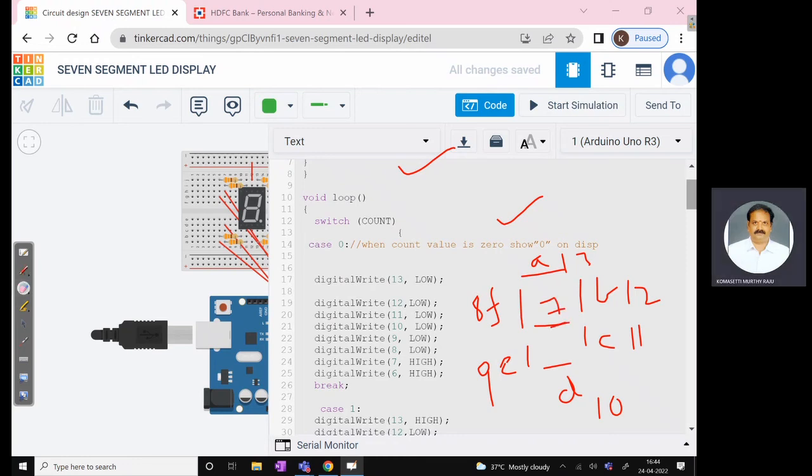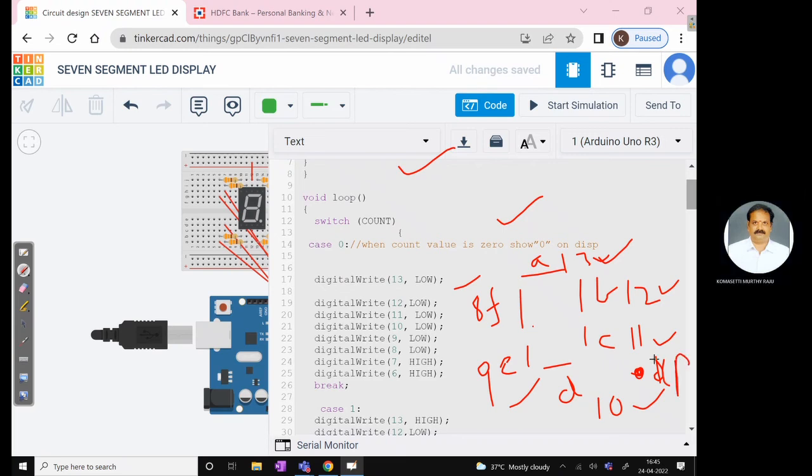In common anode configuration, the 13th pin is low, 12th pin is low, 11 is low, 10 is low, 9 is low, 8 is low, and 7 is high. That is, G is high, and the decimal point DP is also high.